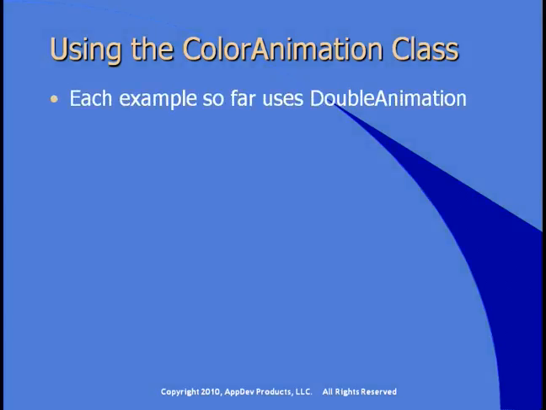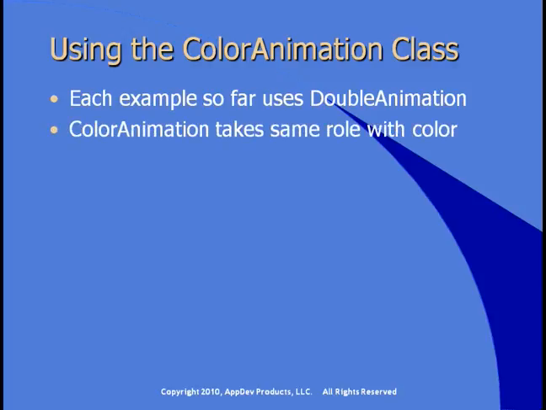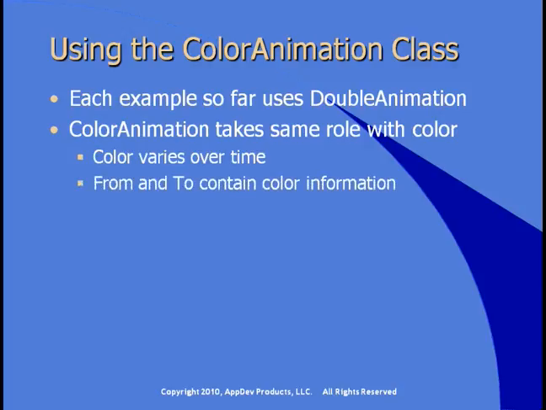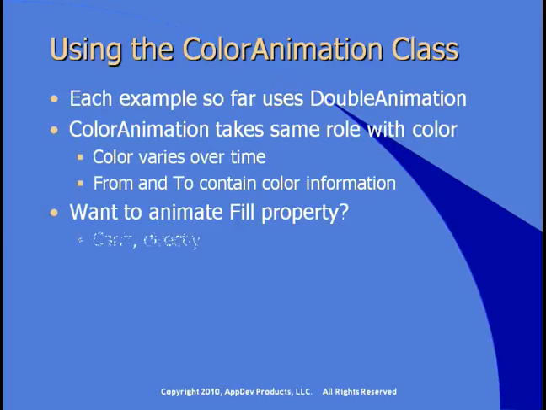Every animation we've seen so far uses the double animation class to animate a double value. The color animation class takes on the same role, except it animates a change in a color. The color varies over time when you use a color animation class. The from and the to values then contain color information as opposed to double values. What if you want to animate the fill property of an object? Well, you can't directly. Here's the problem.